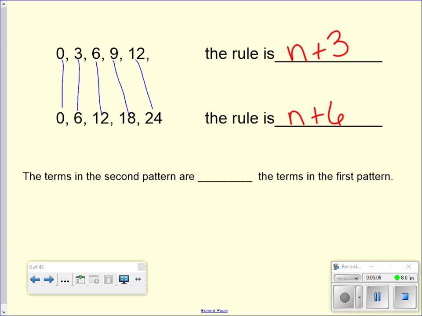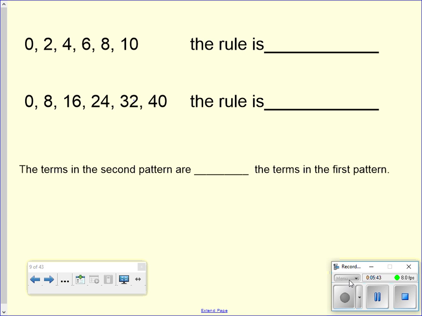So you need to ask yourself, what can I do to 3 to make it a 6? What can I do to a 6 to make it a 12? And so on. And I notice that all of these multiplied by 2 become the second pattern. So we would say the terms in the second pattern are 2 times the terms in the first pattern, because all of the numbers on the bottom are 2 times bigger than their corresponding term in the first pattern.